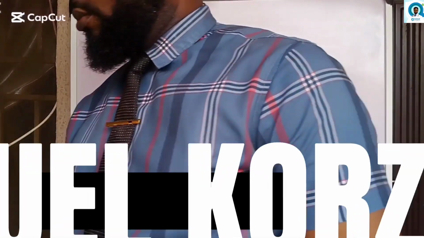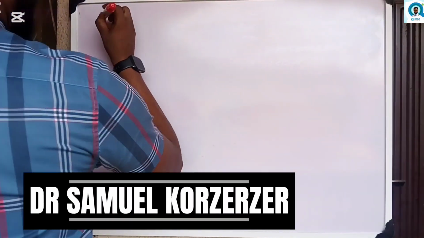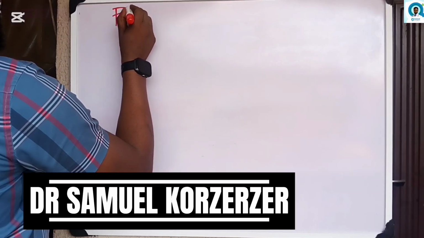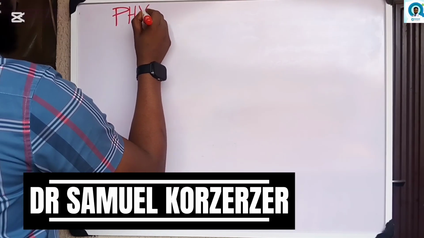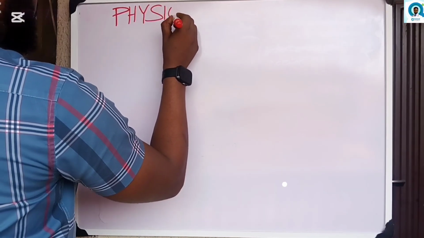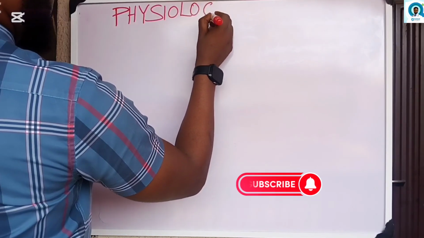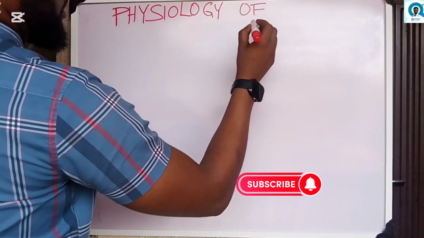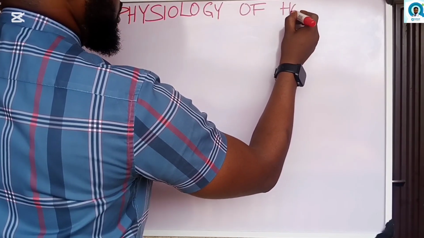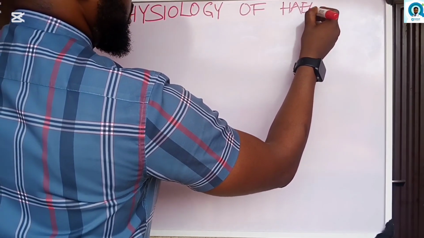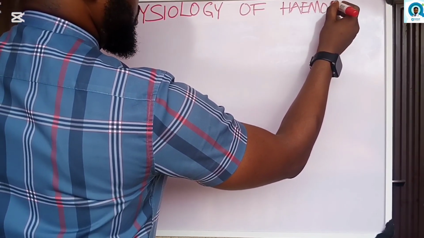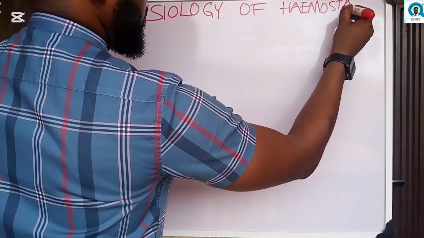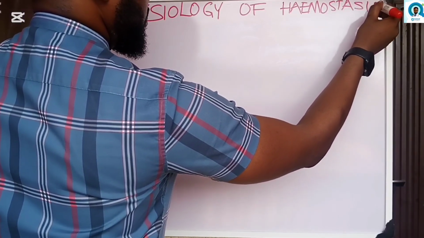Hello everyone and welcome to this discussion on the physiology of hemostasis. In this video, we are going to be having a brief overview of how the body prevents blood loss following injury or surgery, how this process is halted when it has accomplished its purpose, and lastly, we will talk about the abnormalities that may be encountered during hemostasis.